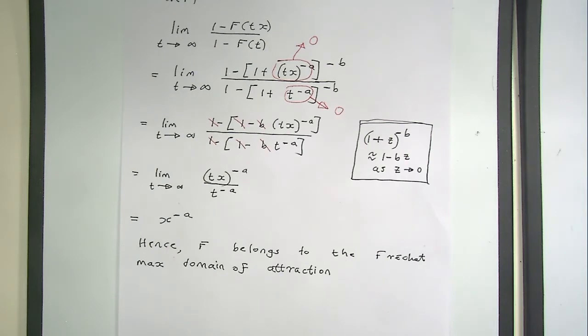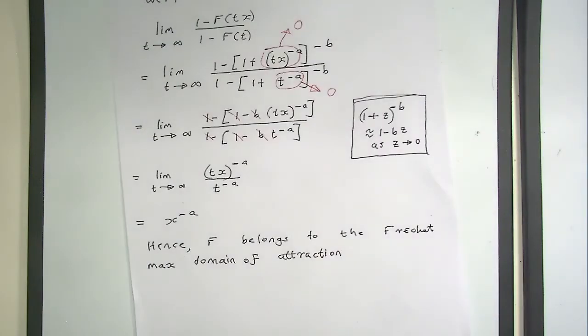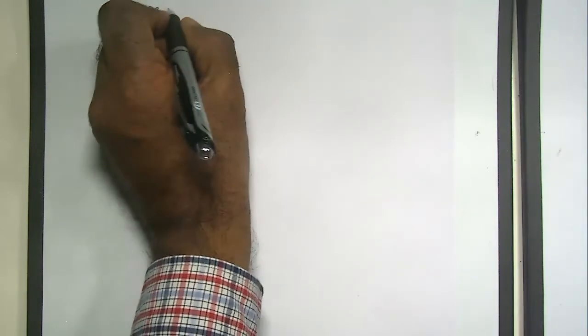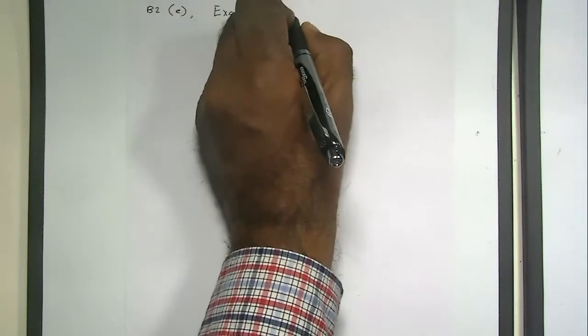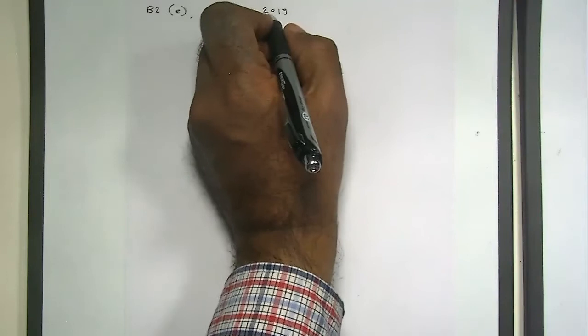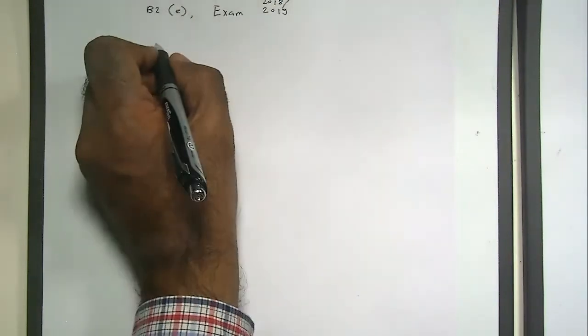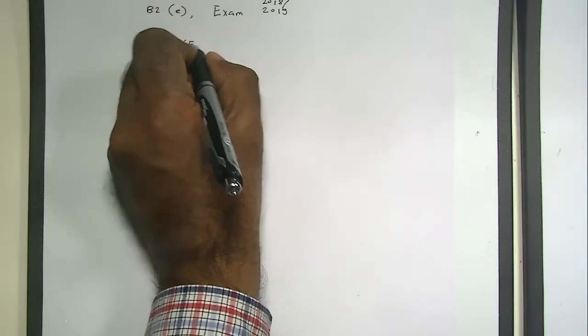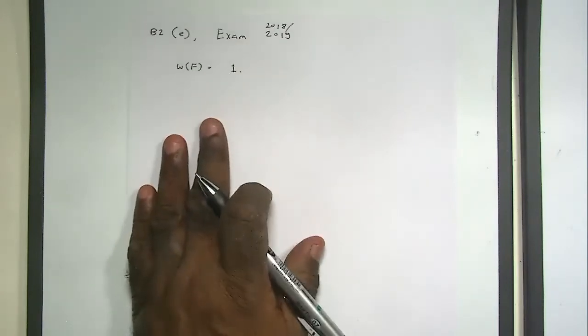Okay, let me do this quick before I go. I know we are running out of time, but let me just do this one, then we will see again tomorrow. So this is B2E, 2018-19. Okay, so clearly W of F is 1. Either condition 1 or condition 3 will be satisfied.